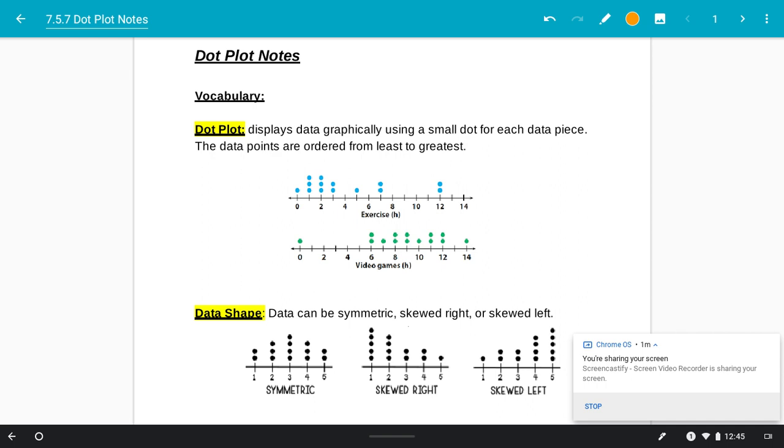Nobody worked out for 4 hours a week. And then we have 1 person for 5, nobody for 6. 2 people claim that they exercised for 7 hours, and then 2 people for 12 hours.